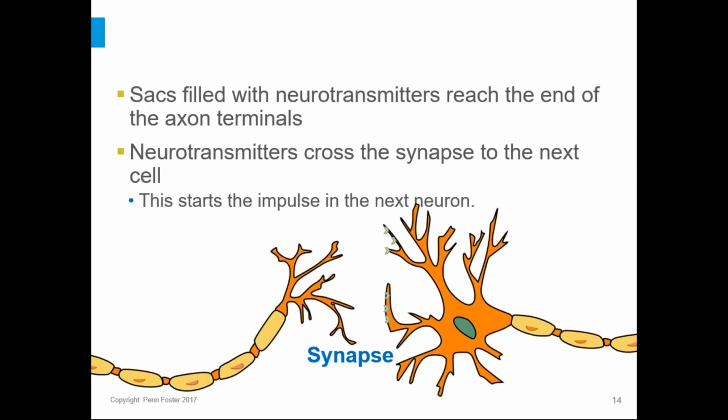And we mentioned before that the impulse has to cross from the axon of one cell to the dendrites of the next cell by crossing the gap between them, which is called the synapse. The synapse is the space between these cells. The axon terminal contains tiny sacs of chemicals called neurotransmitters. These sacs reach the end of the axon terminal and release the neurotransmitters into the synapse. They cross to the next cell where they bind to receptors. And these neurotransmitters binding to the receptors starts the impulse in the next cell.